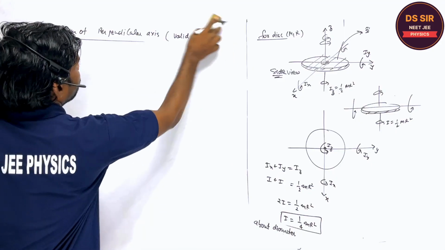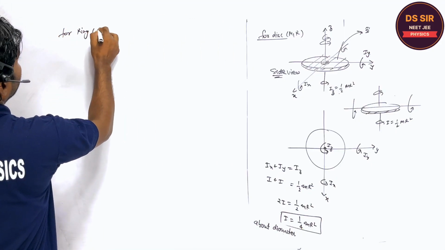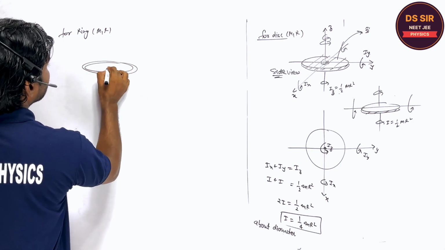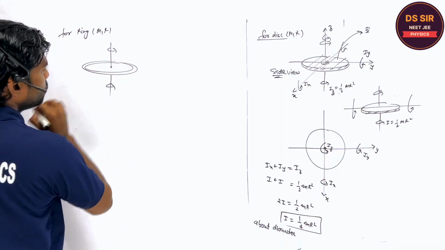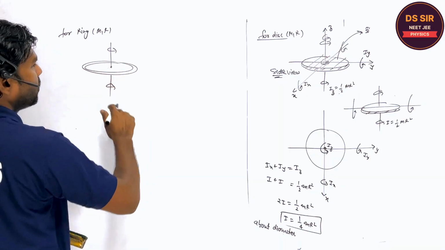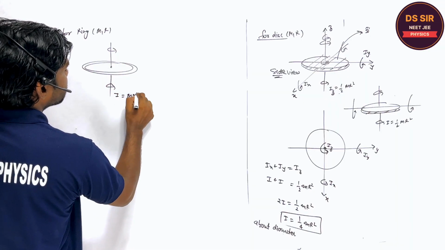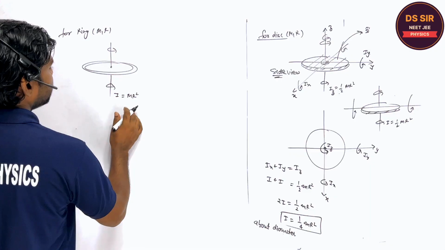In the same way, can you find it for the ring? For the ring of mass m, radius r. If this is the ring, what is the moment of inertia about this symmetric axis, which is passing through its center of mass and perpendicular to the plane? The moment of inertia is, tell me, mr square. Did you remember this? Yes.